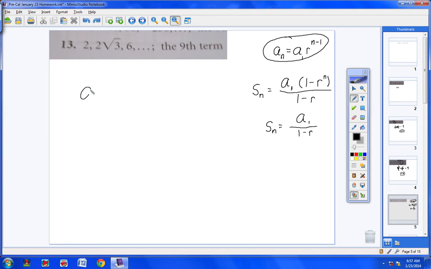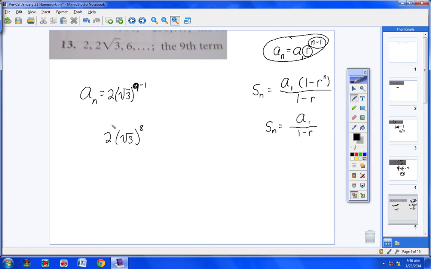So the nth term would be a subscript n equals, next is a subscript 1, that's the first term. Next right here would be r, so I'm going to put my common ratio, which is square root of 3, and then next is n minus 1. So I put n minus 1. And now let's find the nth term. So where this n is right here, I'm going to go ahead and put a 9. So I would have 2 times square root of 3 to the 8th power. Alright?